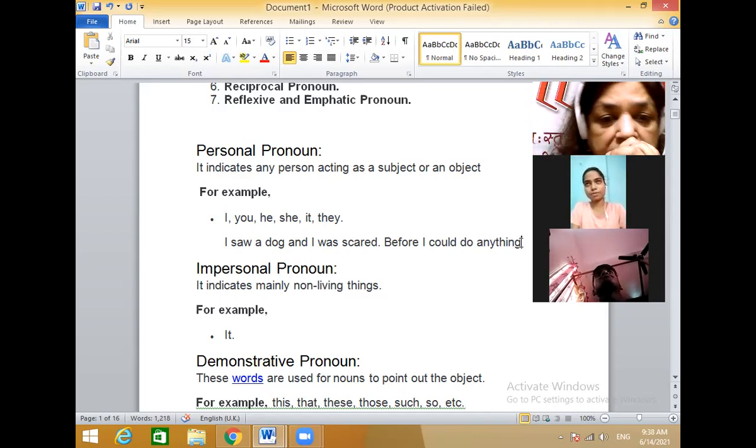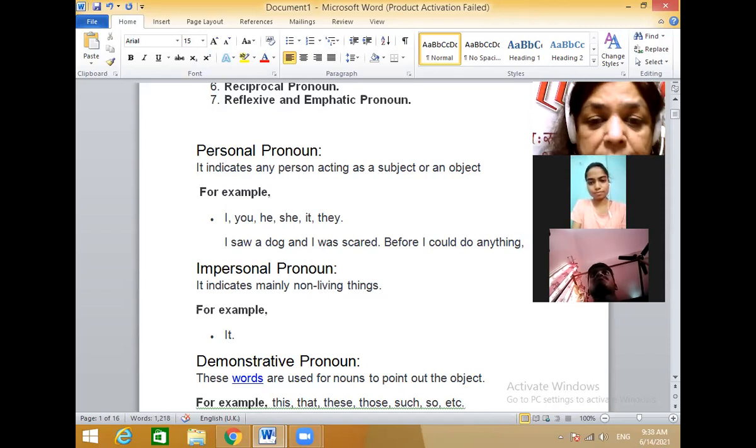What happened? Before I could do anything, comma. The others, please complete the sentence. Priya, think, create. You saw a dog, you were scared. What happened before you could do anything? Before I could do anything, he ran away from there. Okay. He ran away. All right.